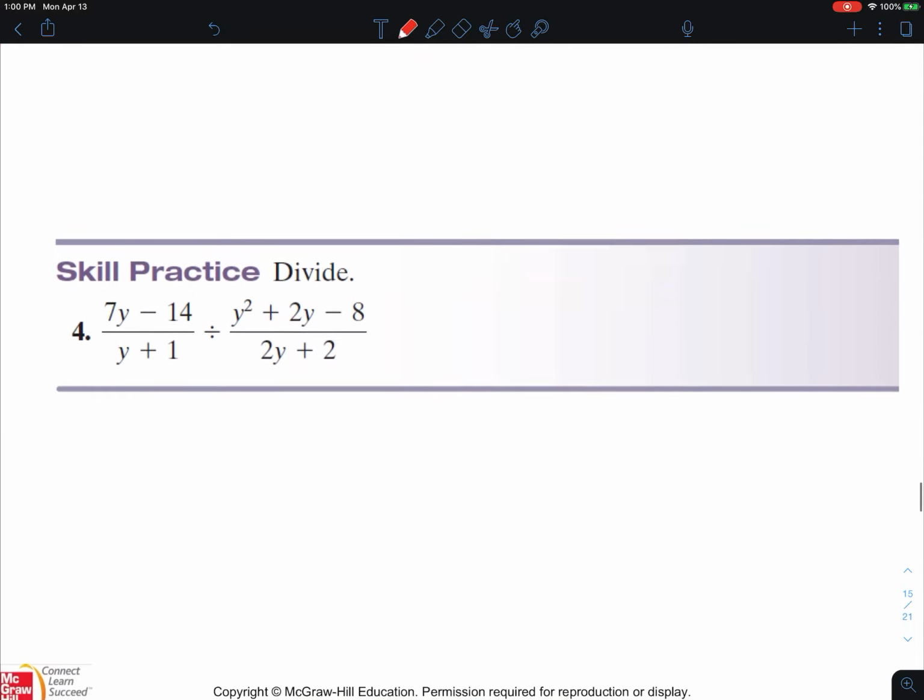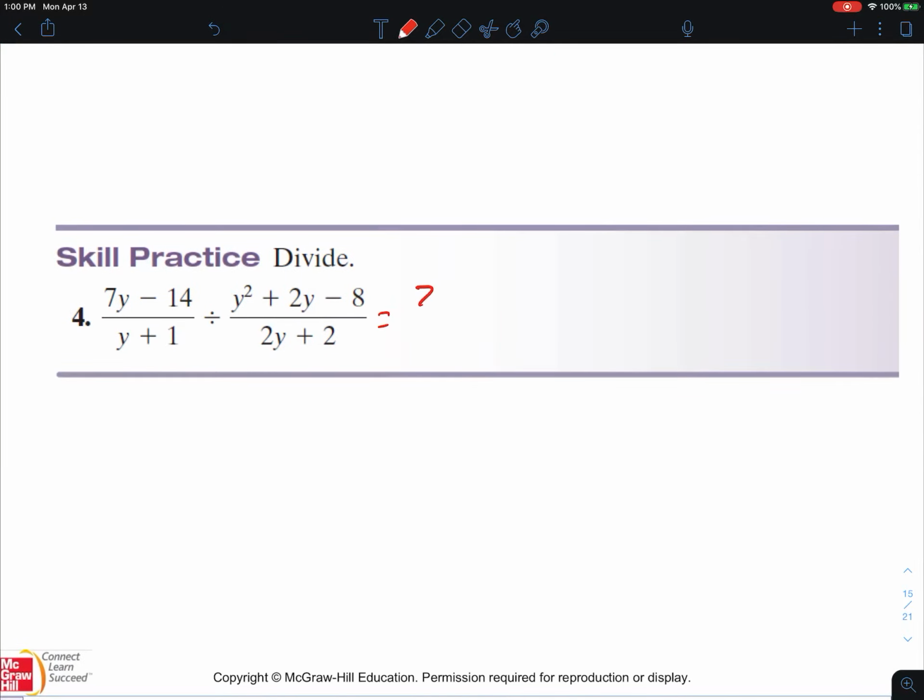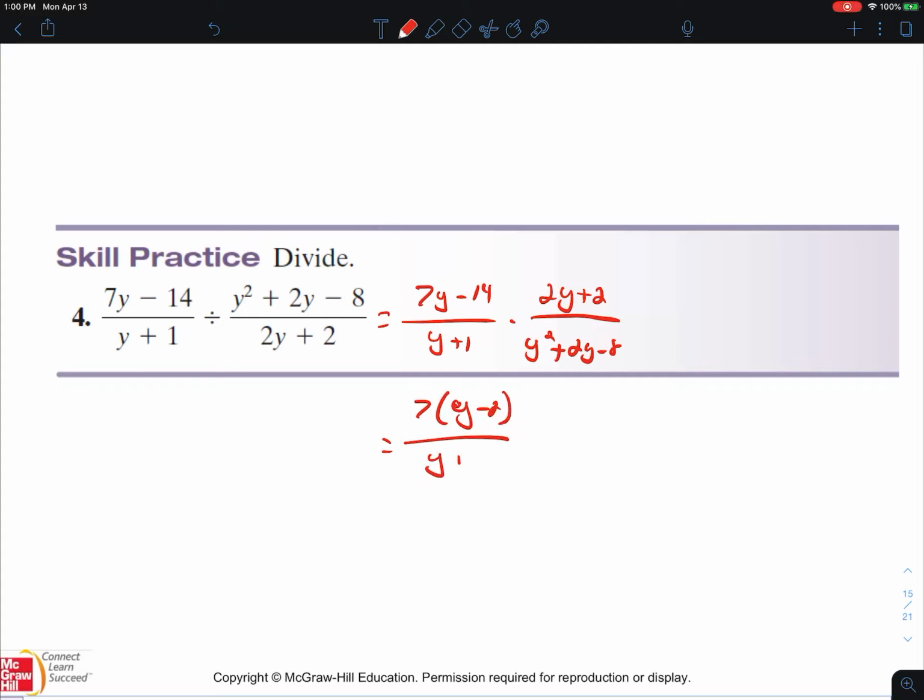All right, the next example, again, we're going to keep it the way it is first. And then I'm going to go ahead and change it. So find the reciprocal of the right side. And then I'm going to go ahead and factor. So I can factor out a 7 here, which is y minus 2.